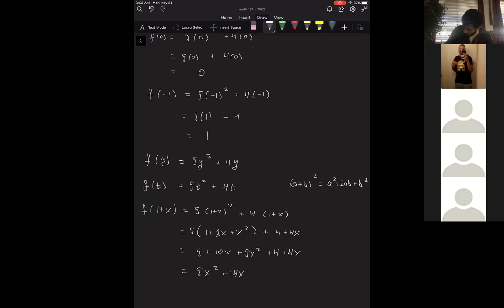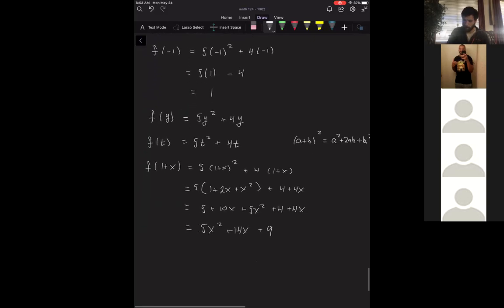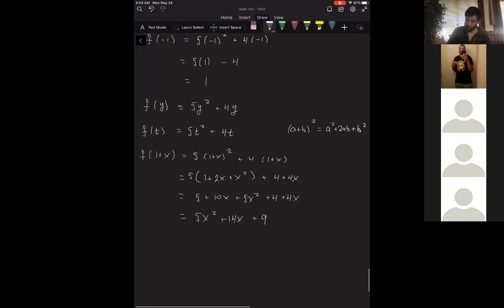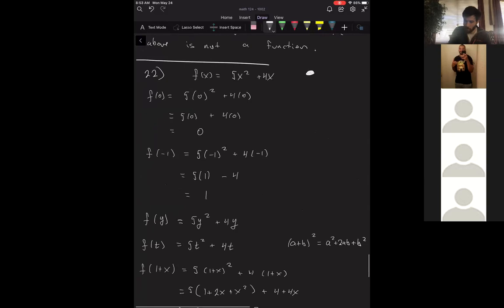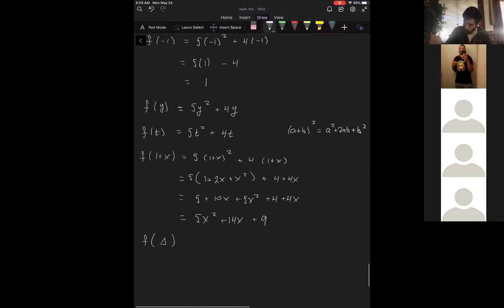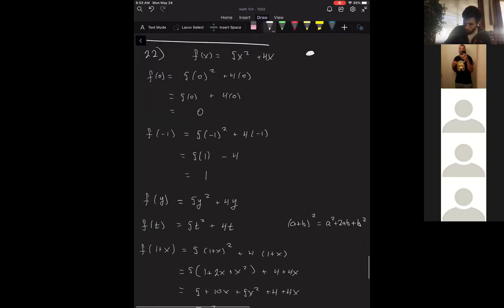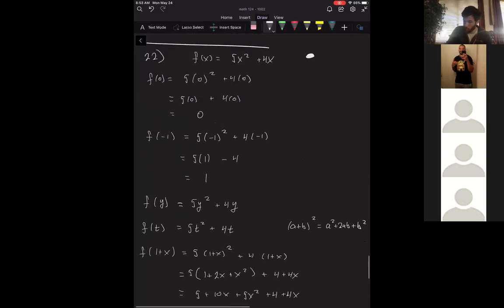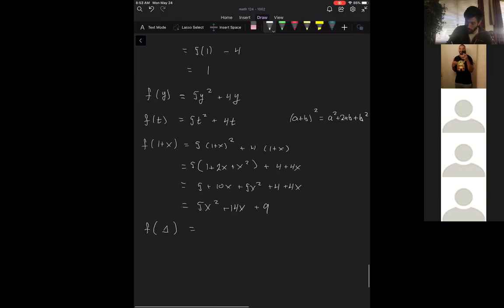And then a 9. Okay, so then f of 1 plus x is equal to that. But maybe just to illustrate a point, what if we wanted to do something like this? F of a triangle. So again, whatever goes on the inside, all we do is replace the x value with that. So rewriting, this is going to then equal. So here's our equation, the 5x squared plus 4x. So all we do is just replace everything with the x's with whatever's inside there.